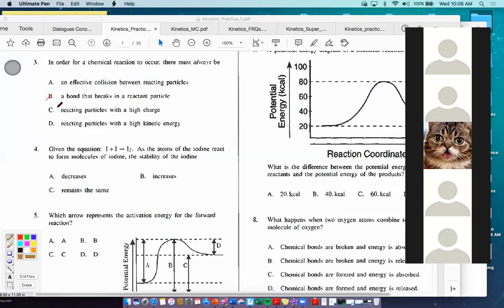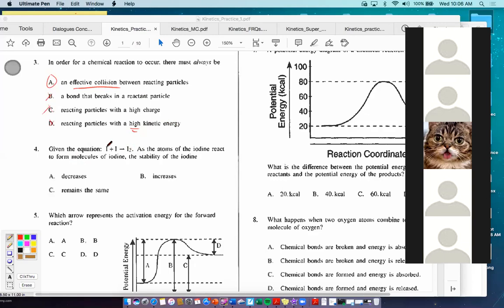Reacting particles with a high charge doesn't have anything to do with it. Reacting particles with a high kinetic energy, yeah, typically we do want the kinetic energy to be high enough, but some reactions could occur with relatively low amounts of kinetic energy. So all we really need is to make sure the particle collision is effective, it's sufficient. Yes, that does include kinetic energy, but that kinetic energy does not always necessarily have to be super high. It depends on the reaction.